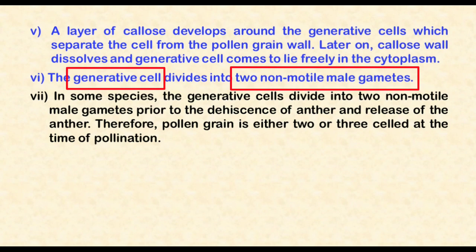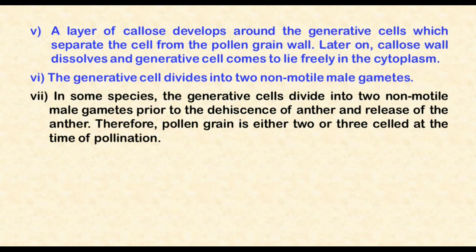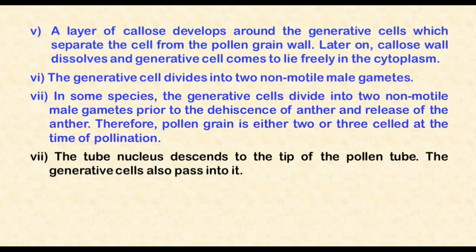In some species, the generative cell divides into 2 non-motile male gametes prior to dehiscence of anther and release of pollen. Therefore, pollen grain is either 2 or 3 celled at the time of pollination. The tube nucleus descends to the tip of the pollen tube after pollination. The generative cell also passes into the pollen tube.